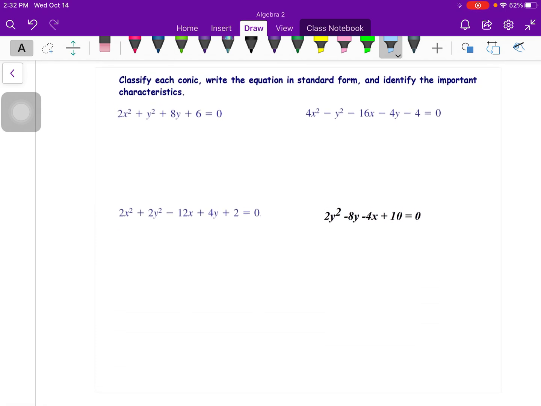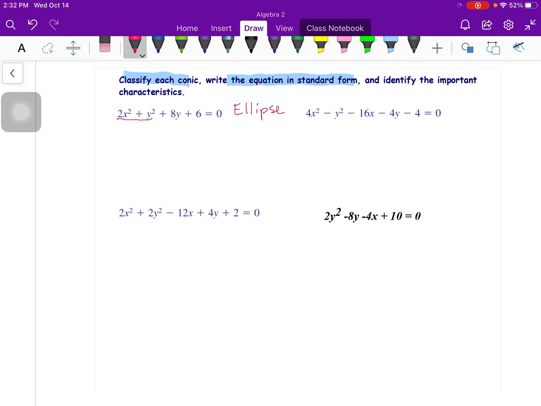So these directions say classify the conic and then write the equation in standard form. So this first conic, we see we have 2x squared plus y squared. X squared plus y squared are either circles or ellipses. And this one would be an ellipse, since the coefficients are different.